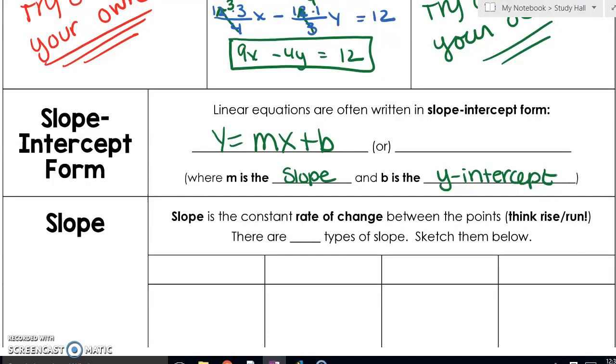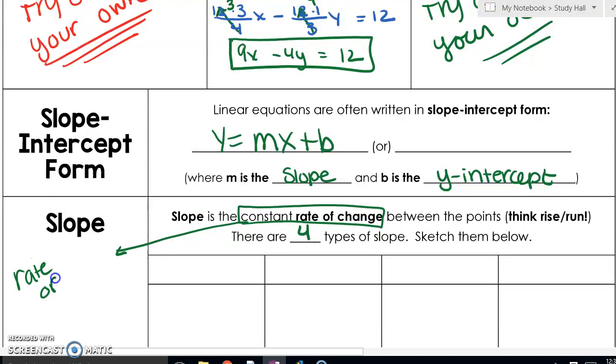There are 4 types of slopes. So this is kind of important as we go forward in Algebra 2, constant rate of change, because rate of change can be any function. Everything has a rate of change. Everything changes and it has a rate that it changes at. Lines have constant rate of change, which means that they change at the same rate throughout the entire function, and that's what makes it a line, and that's why we call it a slope rather than just rate of change. It's a special type of rate of change.